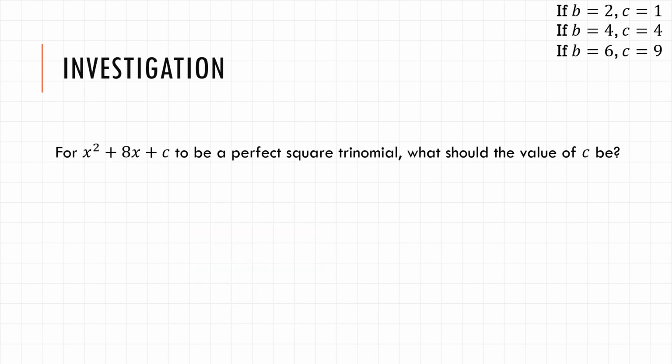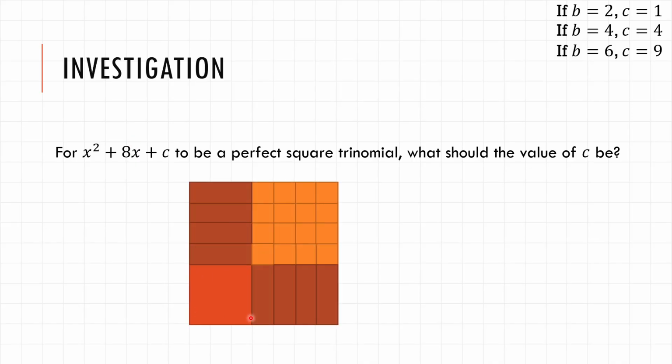Pause the video here and ask yourself, what does the value of c need to be if b is 8? Well, again, we know that we're going to have that x squared tile, and we have to increase the length and width by half the amount of b, so that's 4 and 4, and that would make this area 16. And I'll keep that aside here for later as well.